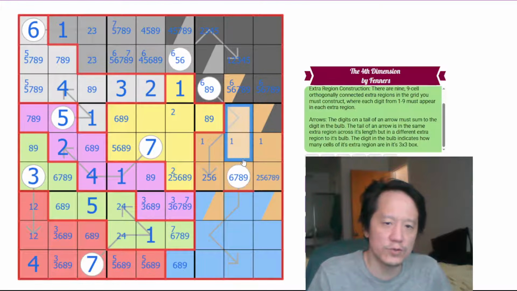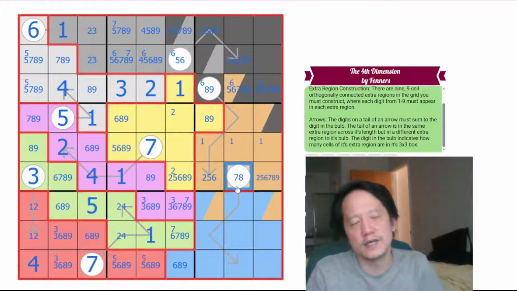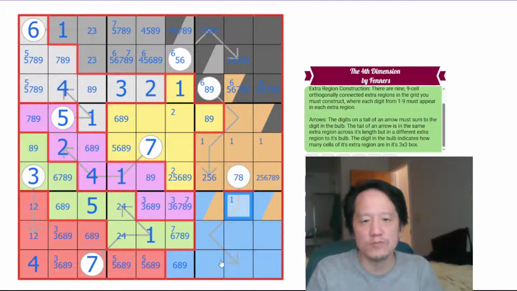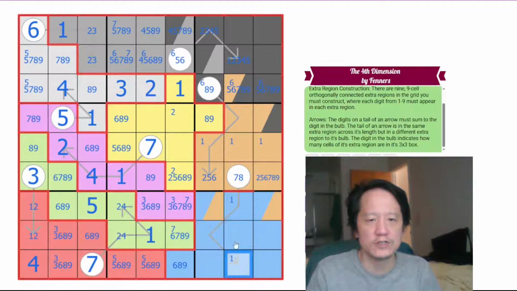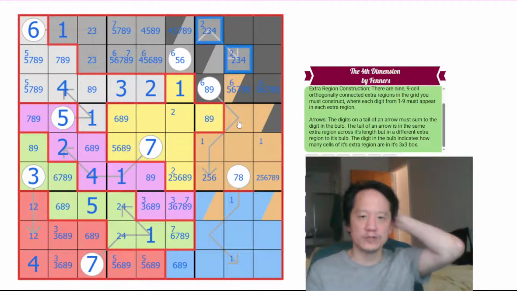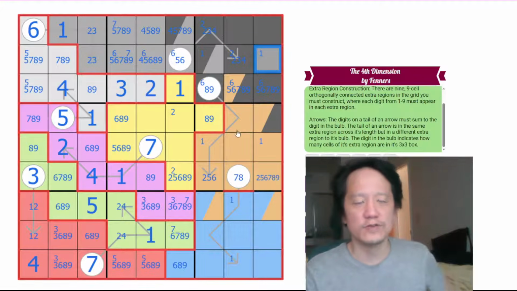This orange has to be 7 or 8. It cannot be 9. Therefore, 1 has to be one of these digits, which means 1 must be one of these digits here to add up to 7 or 8. Therefore, 1 cannot be here, and 1 cannot be here. So this has to be 2 and 3 or 2 and 4 adding up together, because 1 can't be either of these. 1 has to be one of these two.